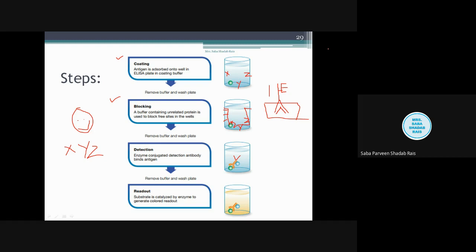So usually these antibodies are labeled with alkaline phosphatase or horseradish peroxidase. So these two types of enzymes are usually used. It is important to remember the names of the enzymes. It could be asked for MCQ purposes. So we are using ALP, that is alkaline phosphatase, or we are using horseradish peroxidase. And thereafter the last stage is the detection.